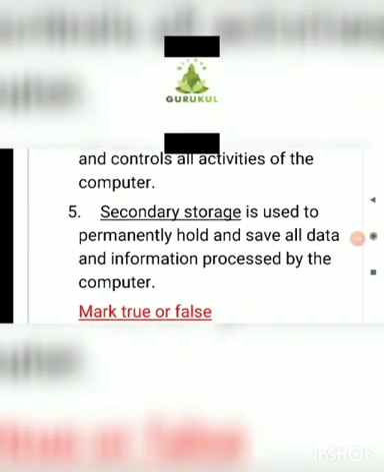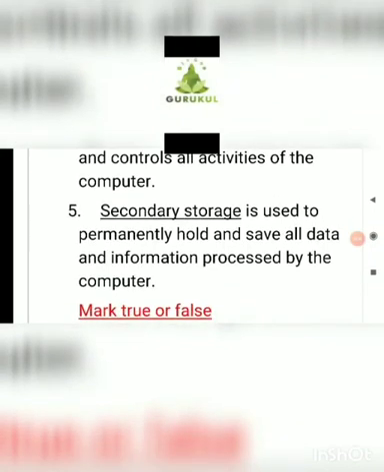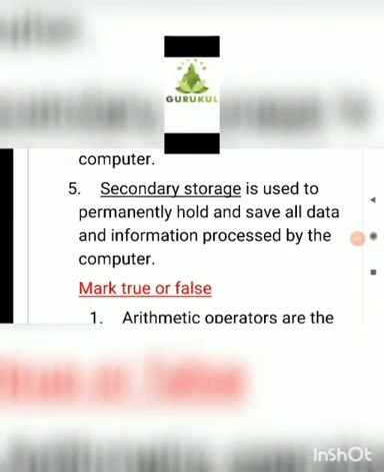Next one is: dash is used to permanently hold and save all data and information processed by the computer. Answer is secondary storage. The secondary storage is used to permanently hold whatever we are typing in the computer system, and the things saved in secondary memory are permanent in nature. So if we switch off the computer system, the data will not be erased.